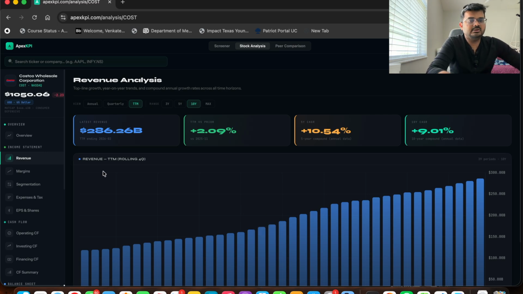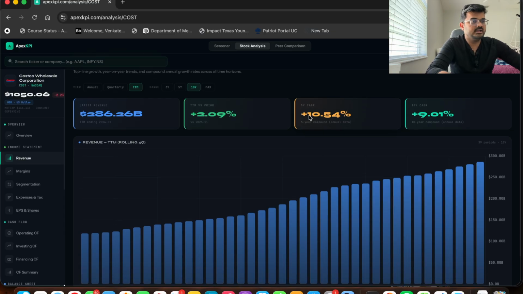Even before looking into a chart, the quick snapshot is the latest revenue is $286 billion for the trailing 12 months ended in February of 2026. Compared to the previous trailing 12 months, the number has increased by 2%. And what I primarily look at is the CAGR. For the last 5 years, the revenue CAGR is 10.54%, and over the last 10 years, the CAGR is 9.01%.